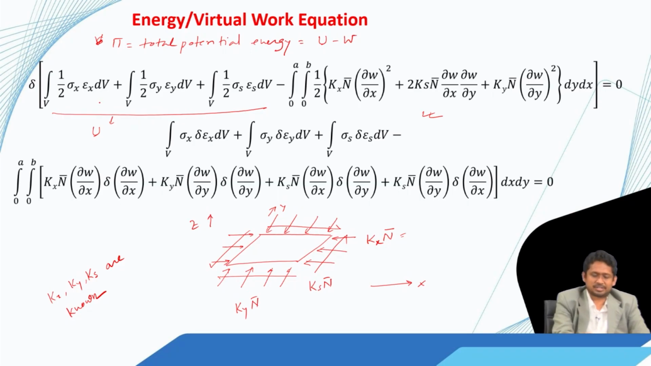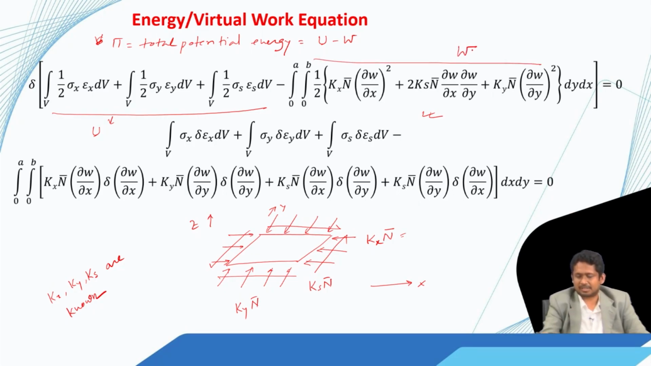So, we have half into stress into strain, and there are 3 non-zero stresses, so we sum them up. This is the total strain energy, and this is our W, the work done by the external load. When I multiply the compressive load with this, I get the work done by the compressive load. Now, how this expression comes can be proved, but we are not going into the proof now. Let us proceed from here.